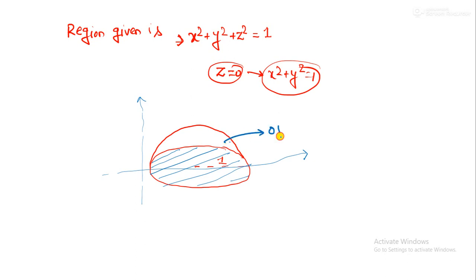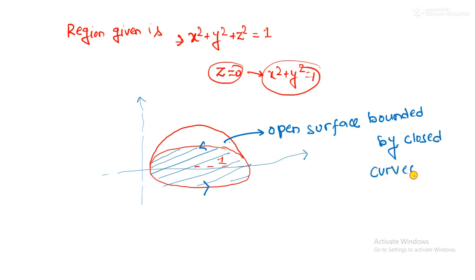It is given that it is an open surface, which is bounded by the closed curve. So, an open surface bounded by a closed curve.